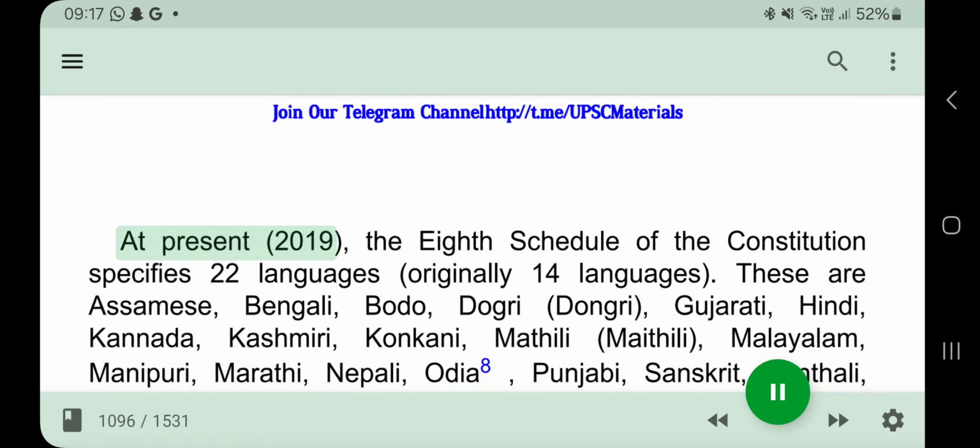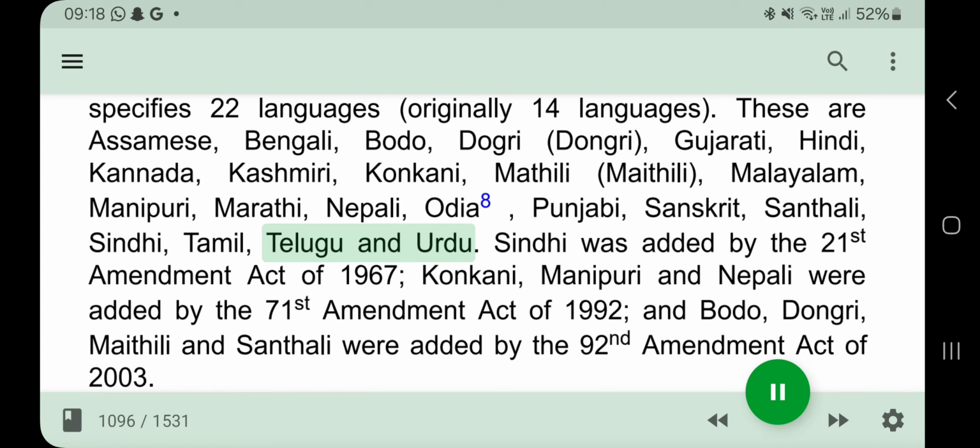These are Assamese, Bengali, Bodo, Dogri, Gujarati, Hindi, Kannada, Kashmiri, Konkani, Maithili, Malayalam, Manipuri, Marathi, Nepali, Odia, Punjabi, Sanskrit, Santhali, Sindhi, Tamil, Telugu and Urdu.